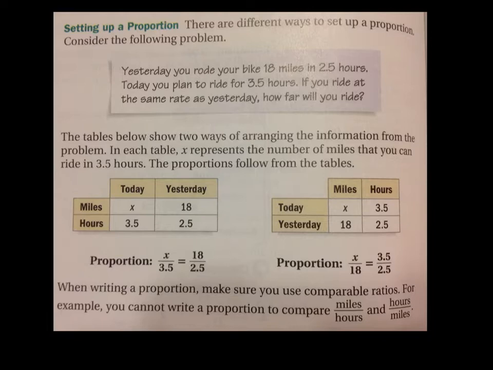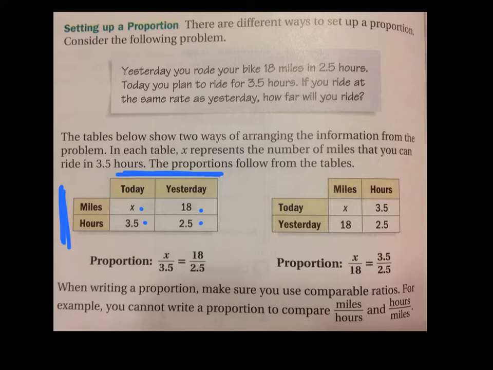If you ride at the same rate as yesterday, how far will you ride? The 2 tables below show you 2 different ways you could arrange your information. First, you could set up miles and hours here, and today and yesterday here. In that case, you would simply record your information. So today, you're going to ride X miles, because you don't know how far you're going to go yet, and you're going to ride for 3.5 hours. Yesterday, you know that you rode 18 miles, and you spent 2.5 hours doing that.